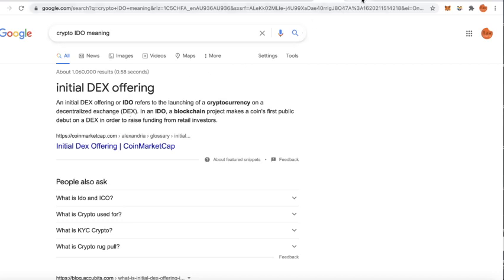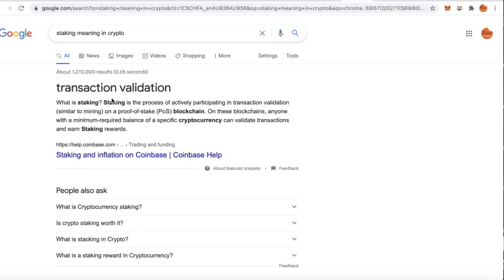Next word, which is basically one of the ones I'm really interested in and have been doing for a few years now, is staking.